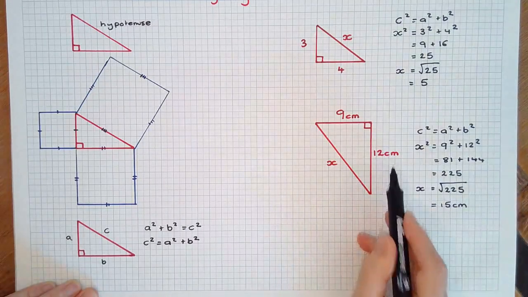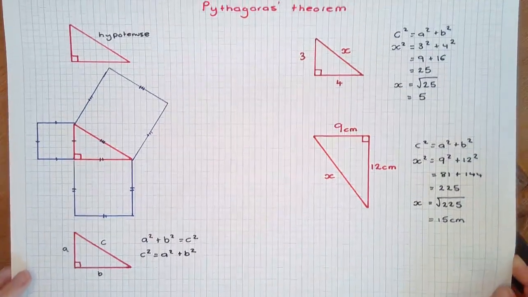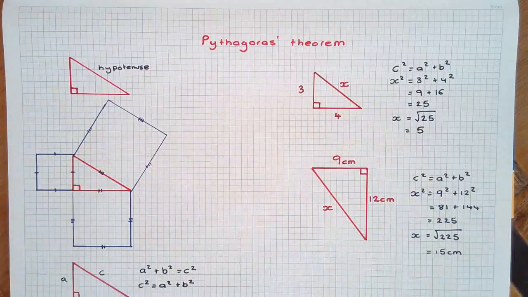In this case, we've been given units. And that is Pythagoras' theorem, finding the length of the hypotenuse.